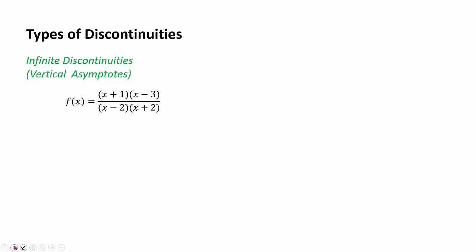So let's break this down a little bit more. Let's just focus on vertical asymptotes for a moment and see what's happening here. So those infinite discontinuities are called infinite for a reason.